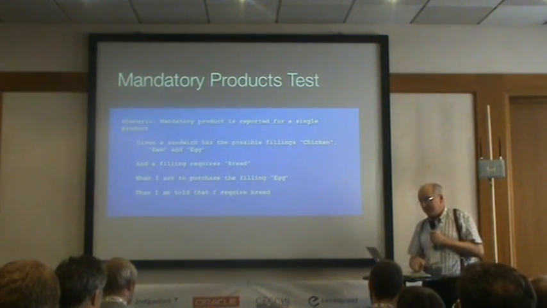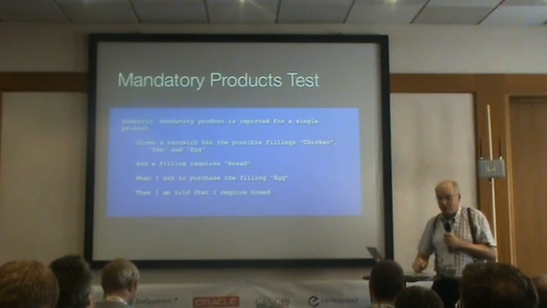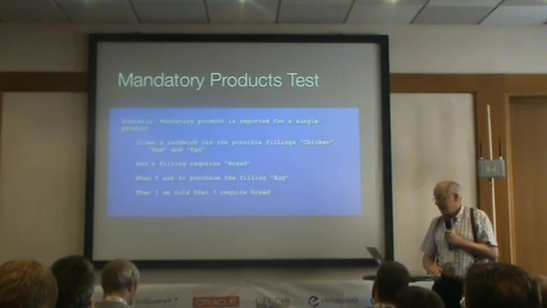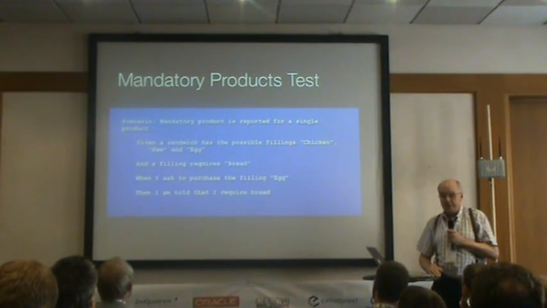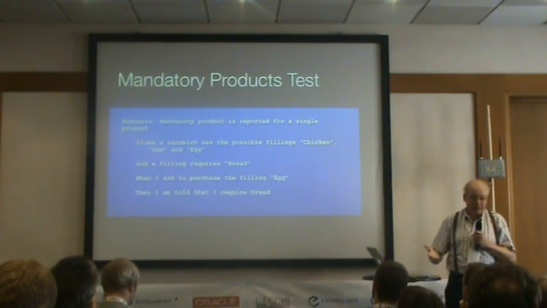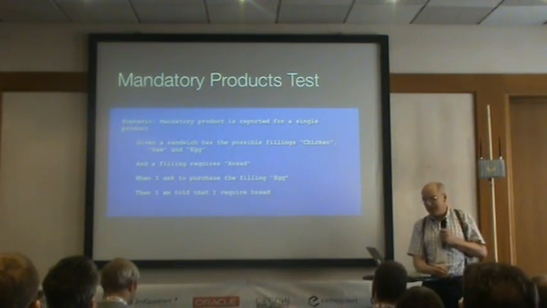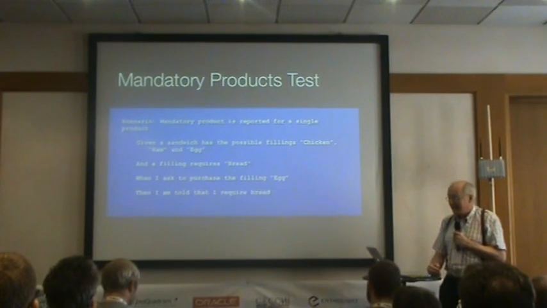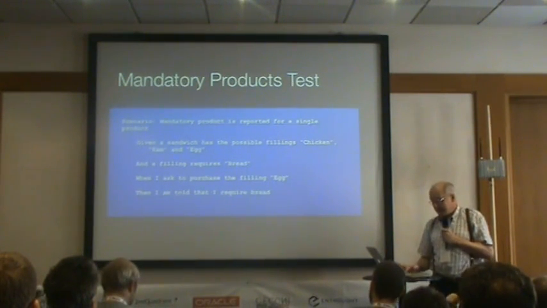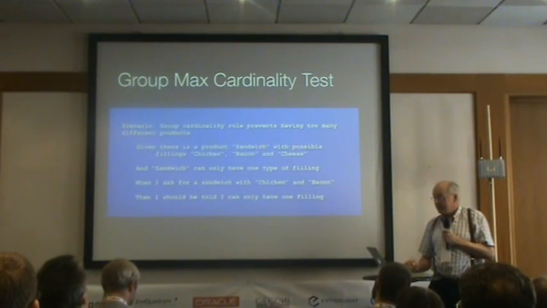Some of the products are mandatory. So in our example of the pattern here, you can't have chicken, ham or egg filling without the bread. So it's a fairly obvious thing. You wouldn't really want to say, oh, I'll just save on the bread. Can you put the egg mayonnaise in my hand? It's reasonable to ask that the bread is a requirement.